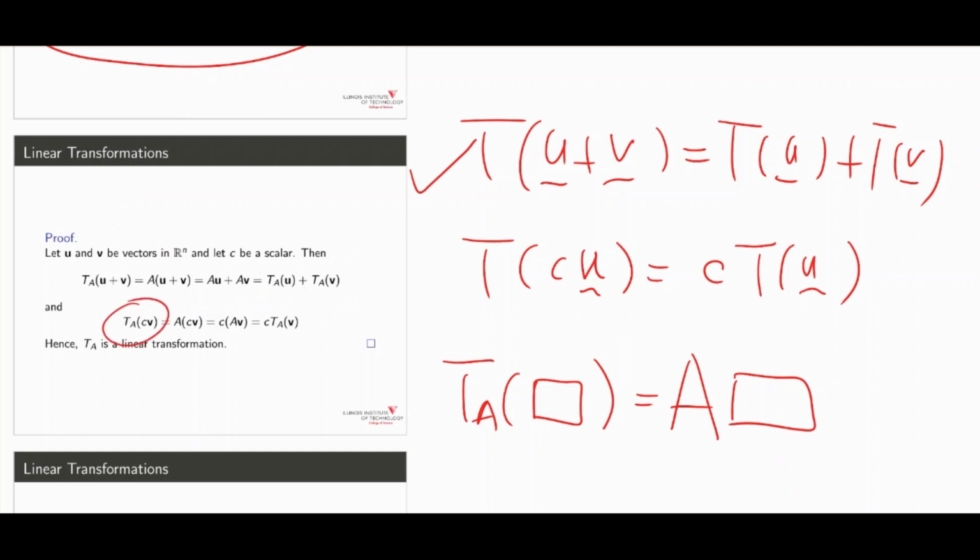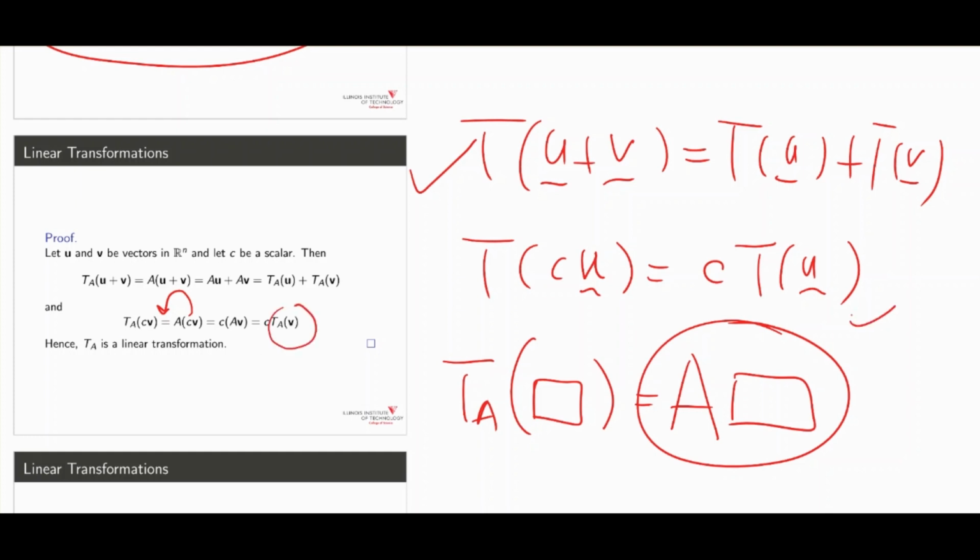And right here, same thing, T of A of something is A of that something. So now your that something is CV. So put CV right here. And the reason why you can take the C out is because this is a property of matrix multiplication again, and you will see that this is C of TV. So again, this shows that the homogeneity property holds.